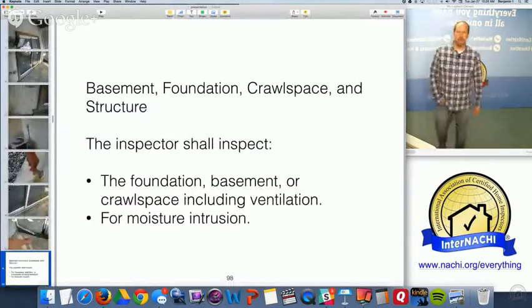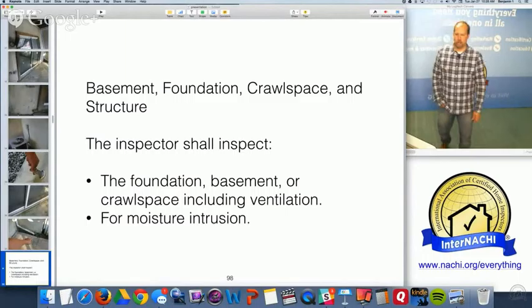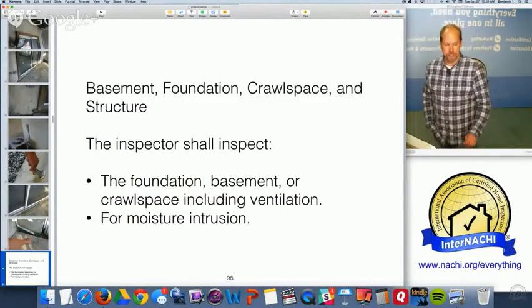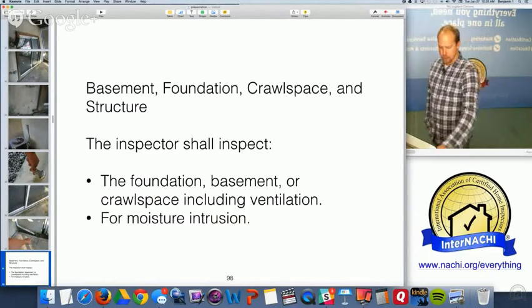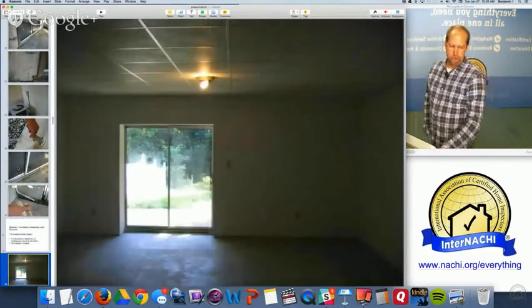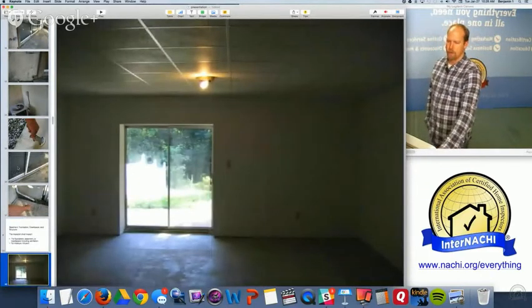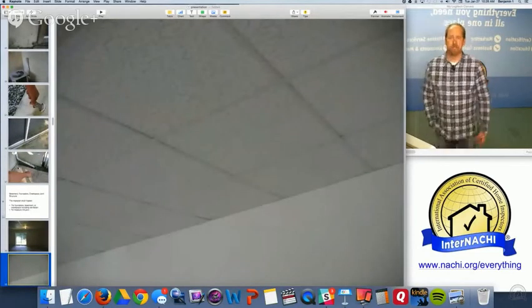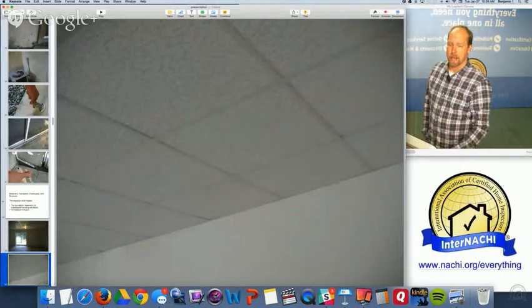Next part of the IAC2 standards of practice for performing a mold inspection is the basement, foundation, crawl space, and structure. And you're required to inspect the basement, foundation, crawl space, including the ventilation, and looking for moisture intrusion. So this house was partially vacant, mostly vacant. So it was a great way to see everything in the home. But I had inspection restrictions at the time of the inspection. I want to make sure that I explain that to my client.